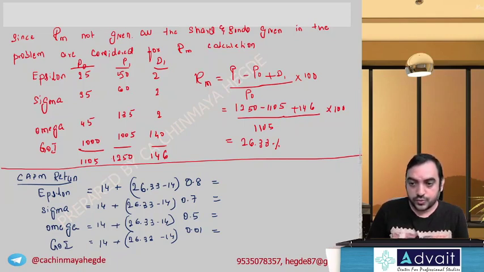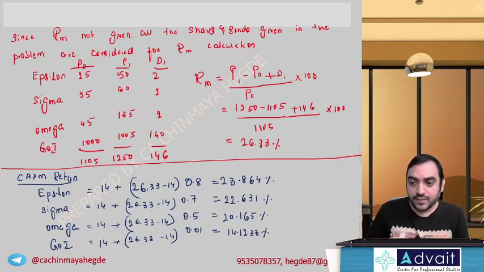Into 0.8 plus 14, 23.864. 22.631. 20.165. 14.123.